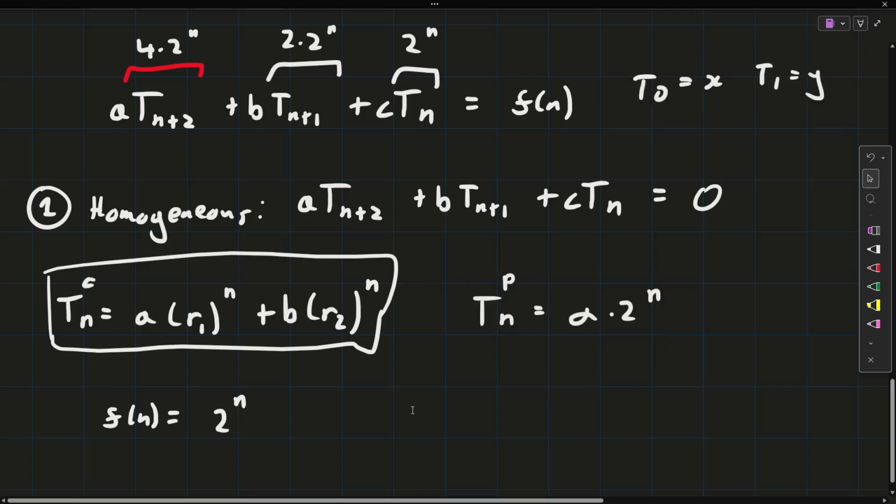So in the next few videos, I'll probably go through a few examples, but yeah, that's the method, and that's all shown in the summary video as well.